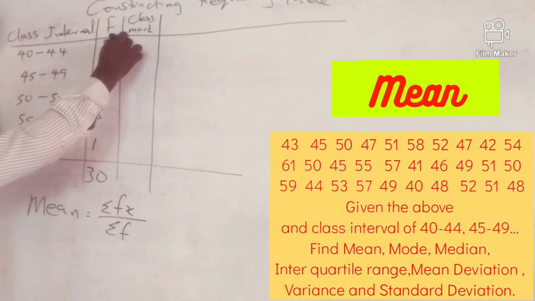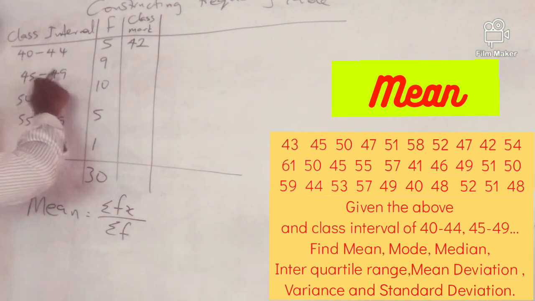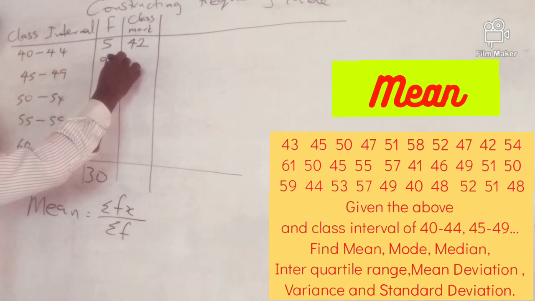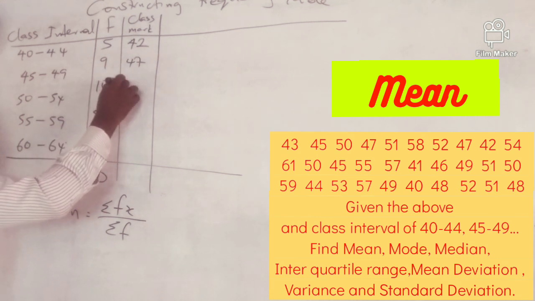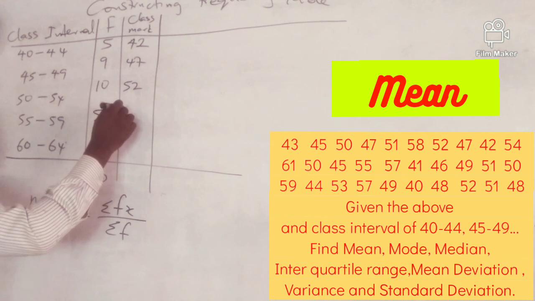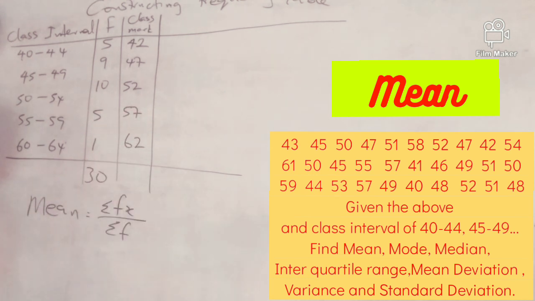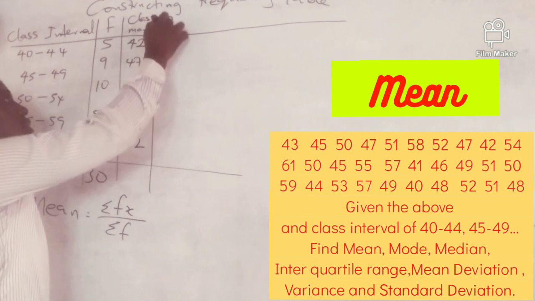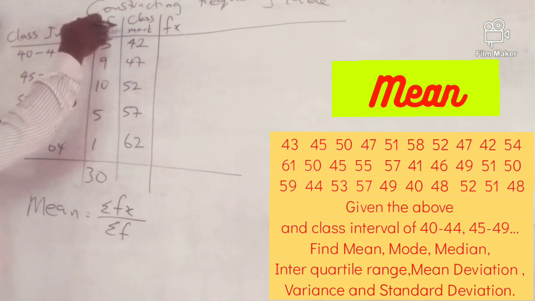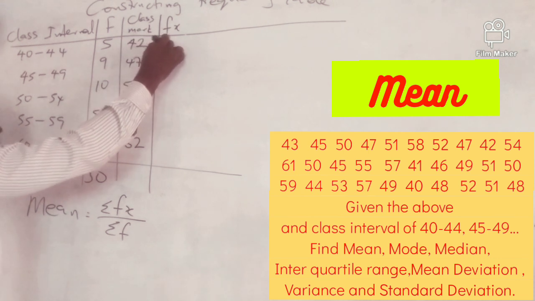And when you add 45 and 49 divided by 2, you have 47. Then 52, next 57, 62. So that's our x. Then fx, f times x. What do you have? 210.